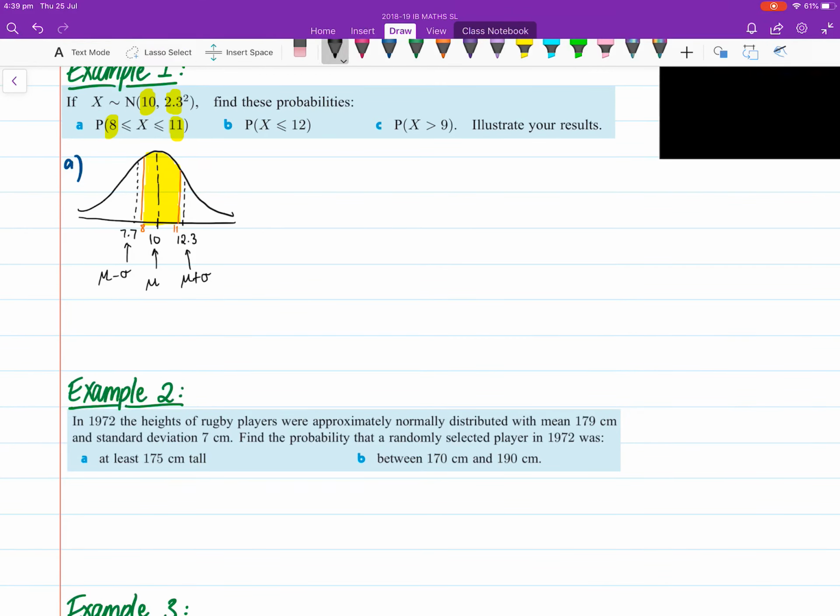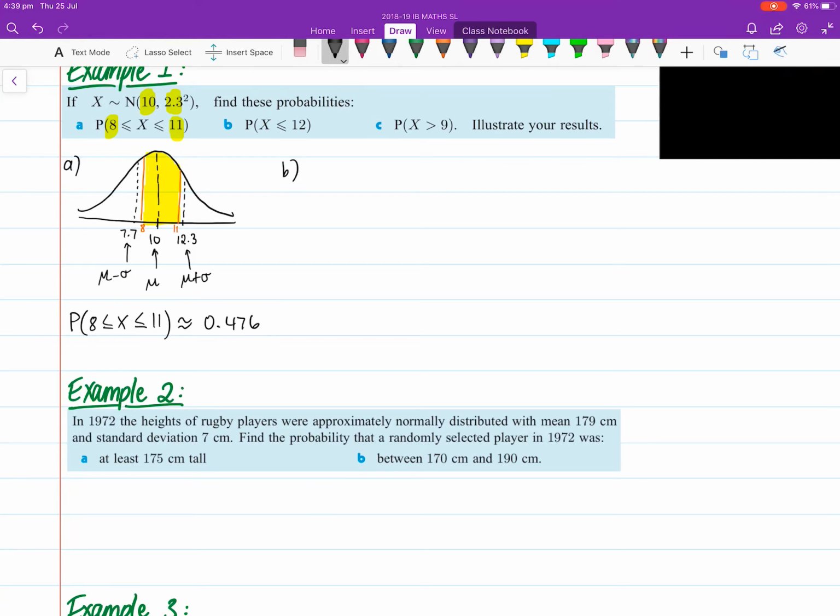We should write the notation properly. So we should say the probability of x occurring between 8 and 11 is approximately, if we round off to 3 significant figures, you should get 0.476. Remember, approximately, because we are rounding it off. It is not exact.